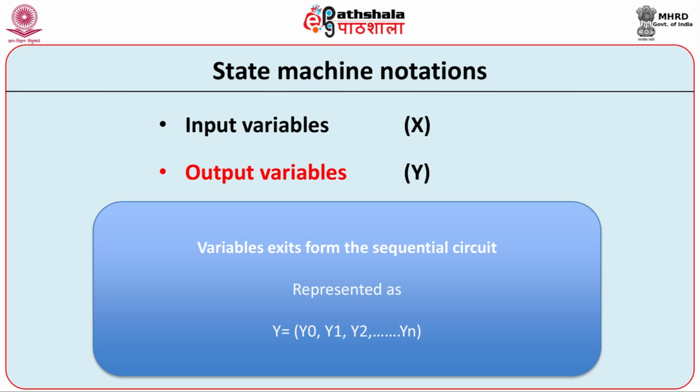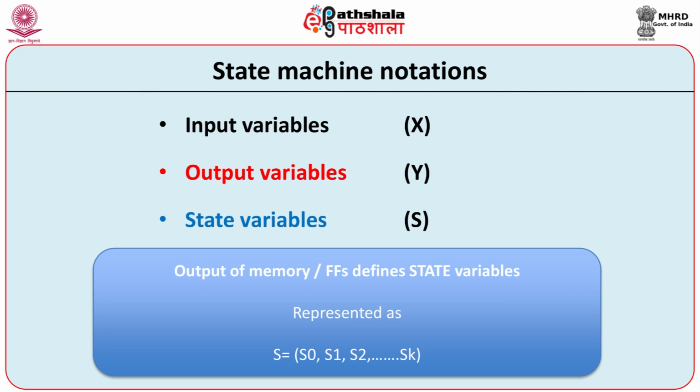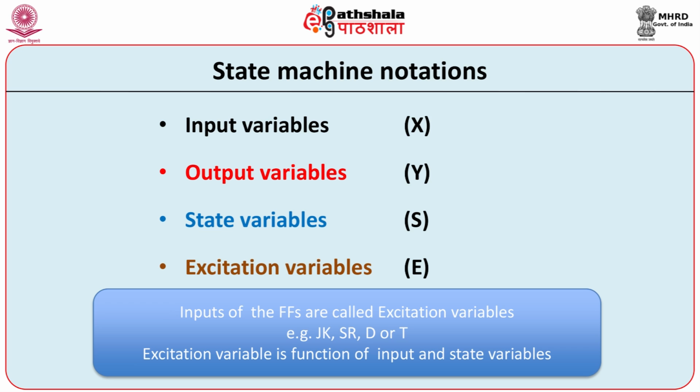Let us now talk about state variable. The output of memory defines the state of sequential machine. The output of flip flop defines the state variables. There are finite number of state variables represented as s is equal to s 0, s 1 up to s k.